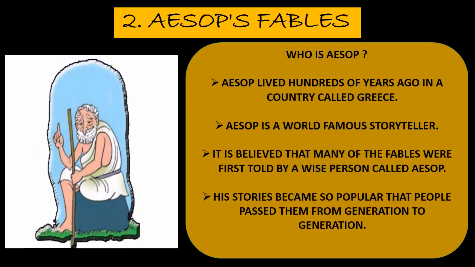Who is Aesop? Aesop lived hundreds of years ago in a country called Greece. Aesop is a world famous storyteller. It is believed that many of the fables were first told by a wise person called Aesop. His stories became so popular that people passed them from one generation to another. You all can see an image which is displayed on the screen. It is of Aesop. Today we are going to see a story which is written by Aesop.